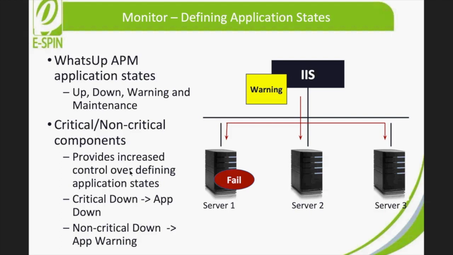By doing so, you can provide increased control over the defined application state, right? Critical down, the application will be down. However, for a non-critical down, or where it won't be able to meet the threshold given, it will give you an application warning and still, right? Because it won't impact the critical down. However, it will have an impact on slowdown, for instance. That's why, by allowing you to define in such detail, you have more control later on to provide you a report that is much more useful.